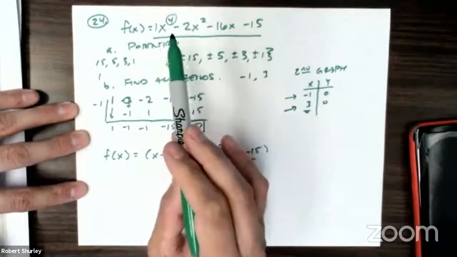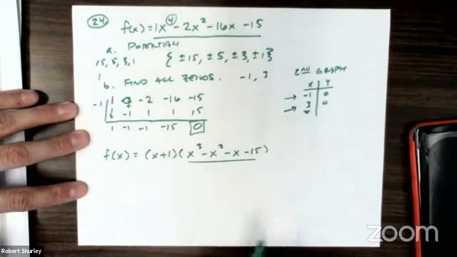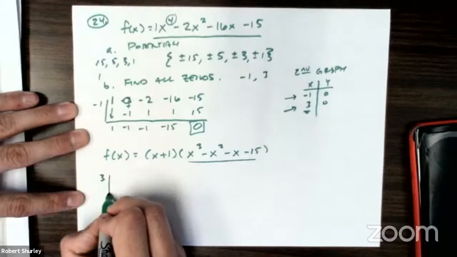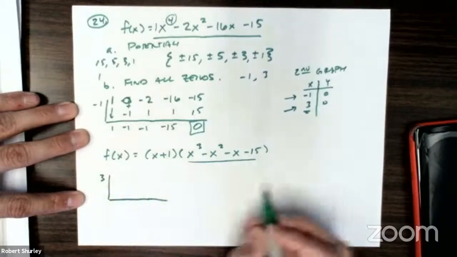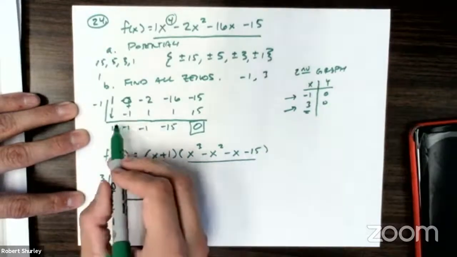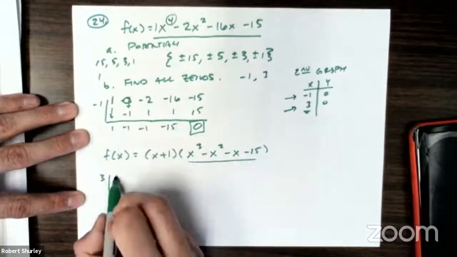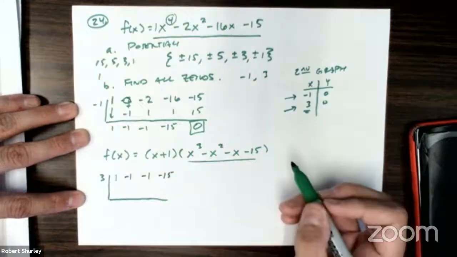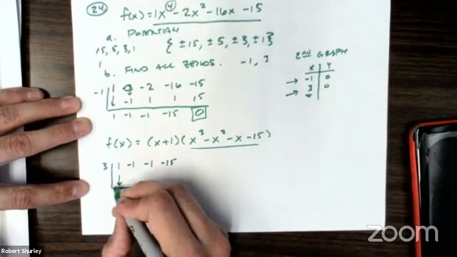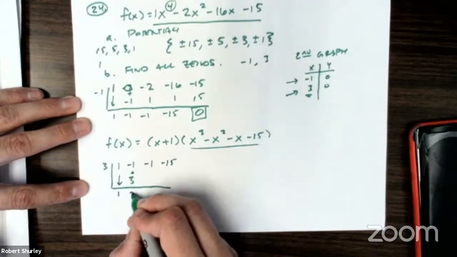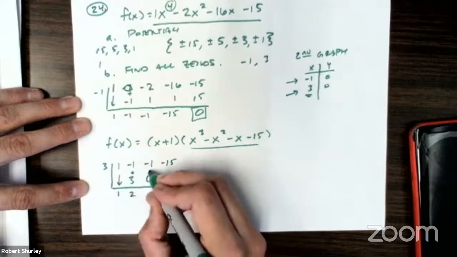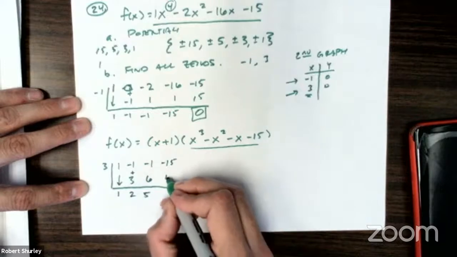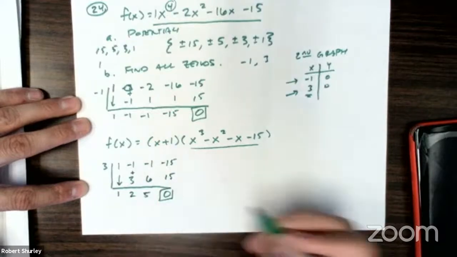We're not going to go back to the beginning. We already pulled the -1 out. So we're going to take the 3 out of this 3rd degree. So I'm going to do the same thing, but with this 3rd degree polynomial. So it's these coefficients right here. So 1, -1, -1, -15. Bring the 1 down, 3. Add vertically 2, 6. +5, 15, 0.